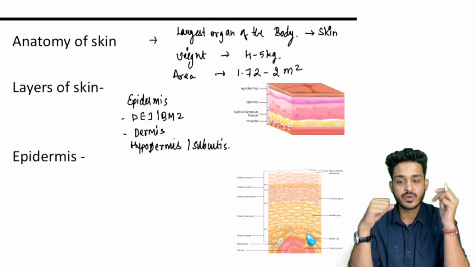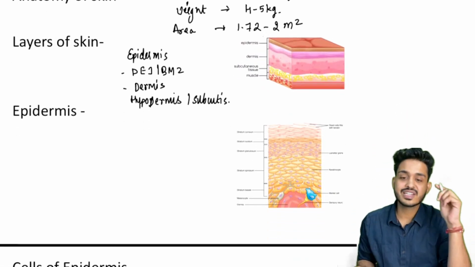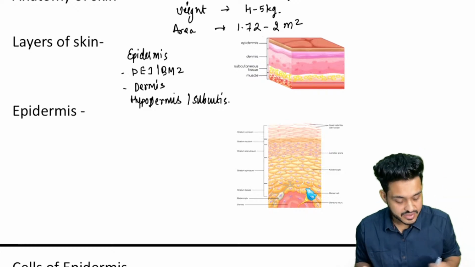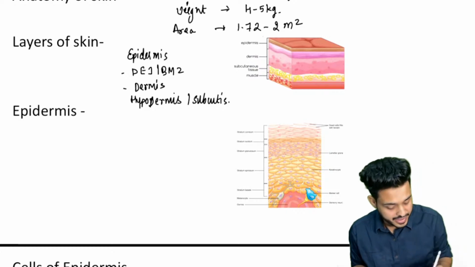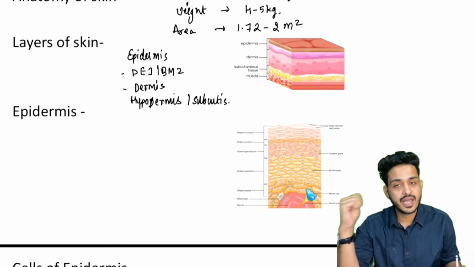अभी एक एक करके एक एक लेयर को खोलते हैं, one by one we will open all the layers, okay. So the first layer that we are going to open would be your epidermis. Okay, पहली layer जो हम खोलेंगे that would be your epidermis. Okay, so what are the different layers that are coming in the epidermis?